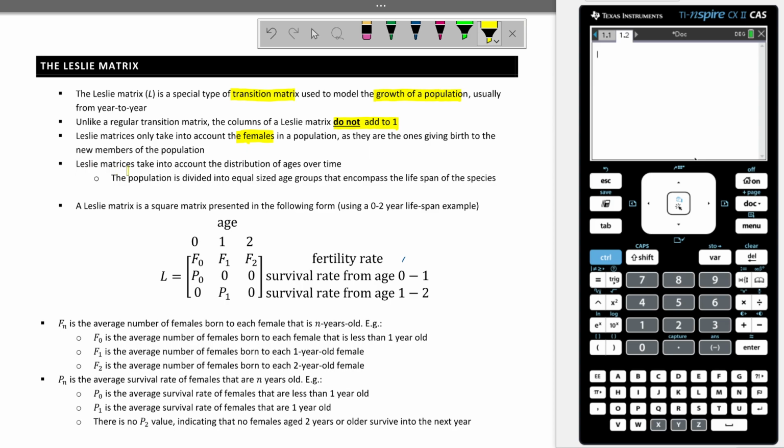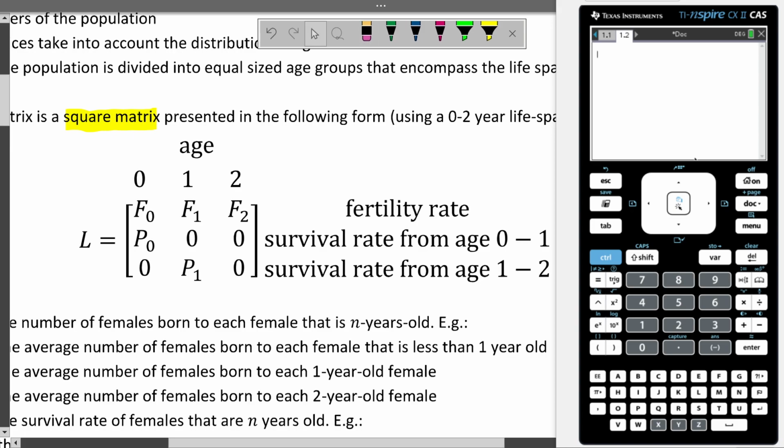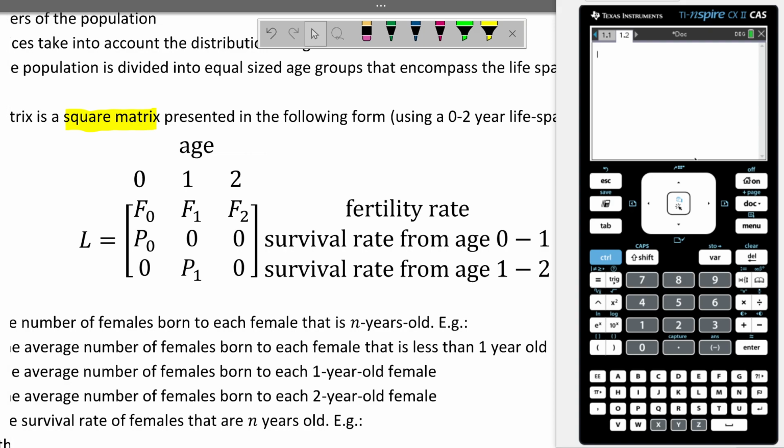The Leslie matrices take into account the distribution of ages over time. The population is divided into equal-sized age groups that encompass the lifespan of the species. A Leslie matrix is a square matrix presented in the following form. Let's now look at it. And before we start jumping into this, the very first thing we need to remember is that this can only ever be applied to animals, not humans. And as we go through this, it will make sense as to why this is the case.